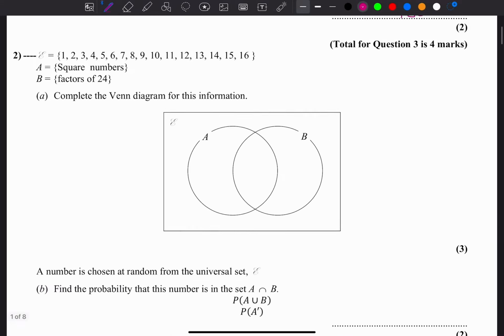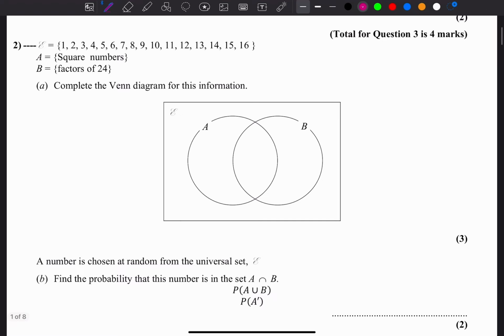Okay, next one. You've got square numbers. So what are the square numbers in here? 1 is a square, 4, 9, 16. Then factors of 24. 1 is a factor of 24. 2 you can do. 3, yes. 4, okay. 5 you can't. 6 you can. 7 you cannot. 8 you can. 9, 10, 11, 12 you can. And then 24, but 24 is not in the region here.